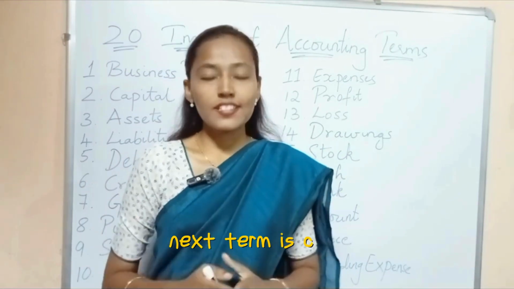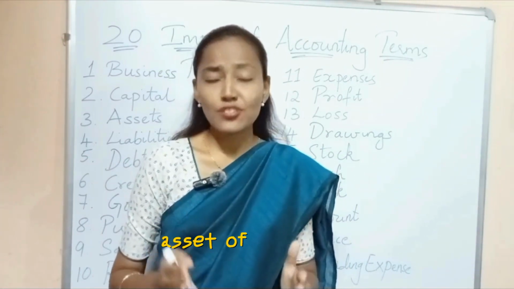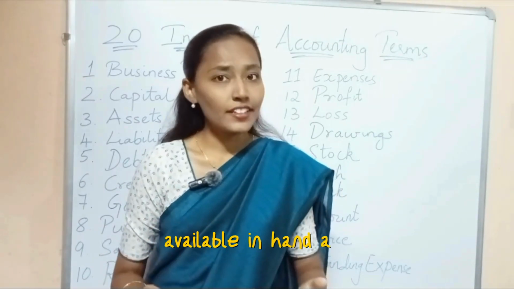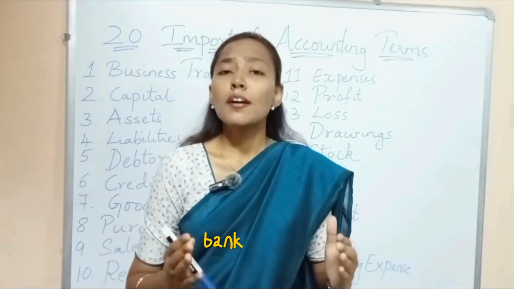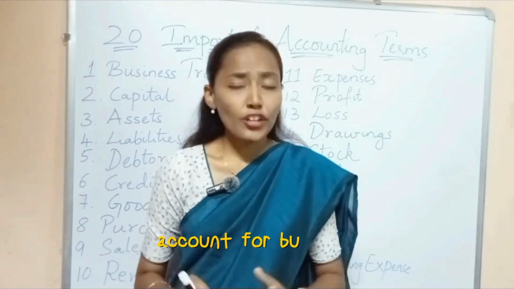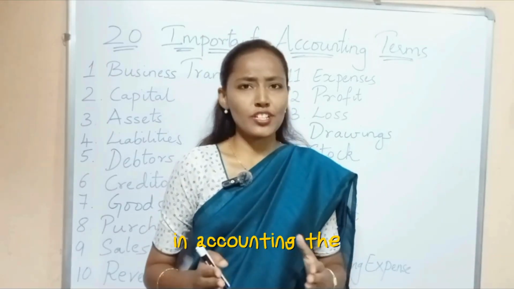The next term is cash. Cash is the most liquid asset of a business. It includes money available in hand and can be used immediately for payments. Next, bank. Money deposited in a bank account for business purposes is called bank balance in accounting.